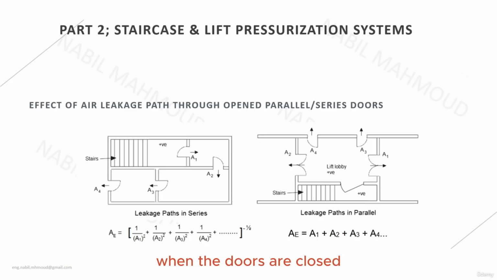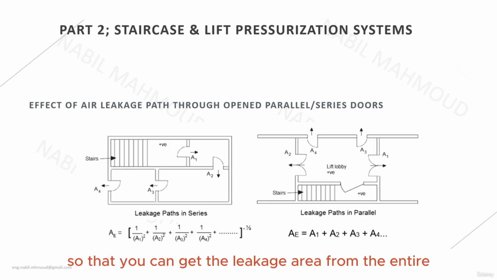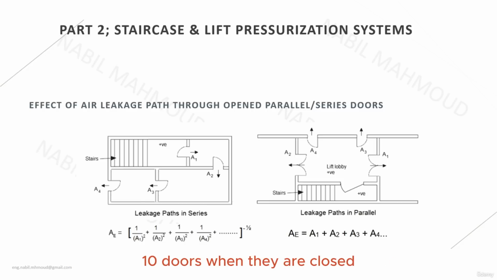Once you multiply the perimeter of the door by the gap thickness, you will get the leakage area when the doors are closed. So you will sum it as an algebraic sum to calculate the total leakage area from the total number of doors. For example, if your staircase has 10 doors, then you will multiply the leakage area by 10, so that you can get the leakage area from the entire 10 doors when they are closed.